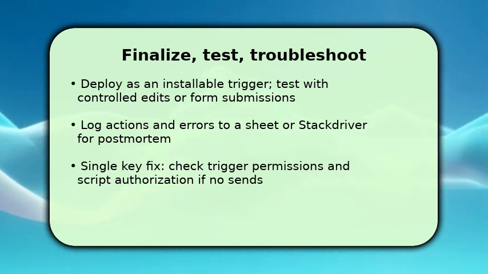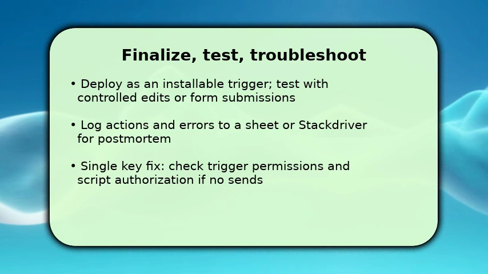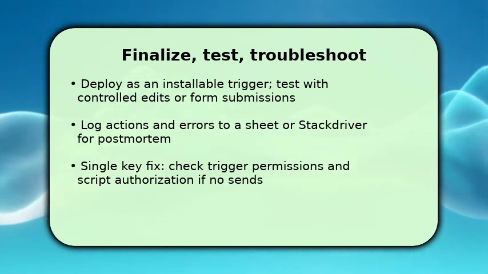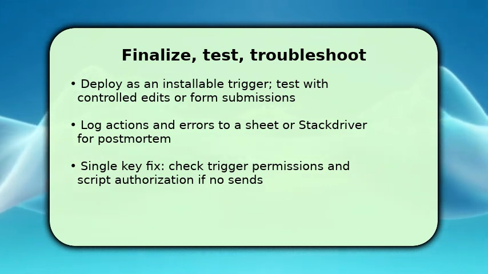If nothing sends, check trigger status, reauthorize the script, and ensure the helper cell returns a strict true, not text. Make sure rate limits are respected. If you hit limits, add a short delay or batching mechanism.